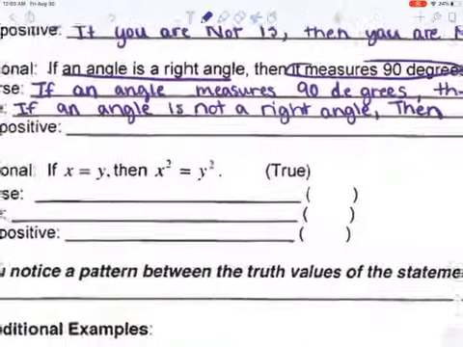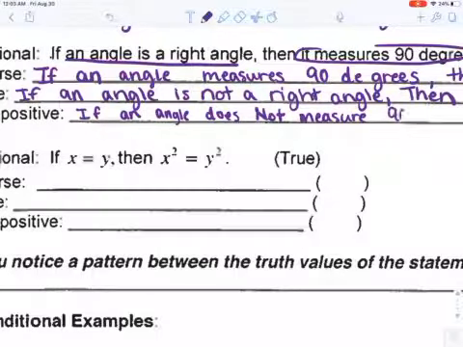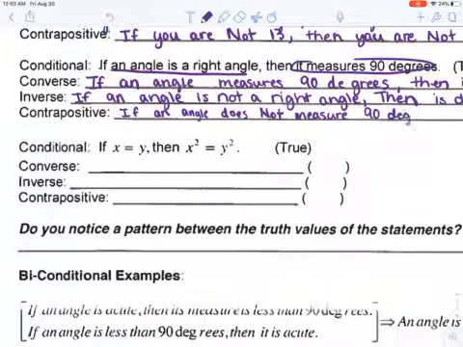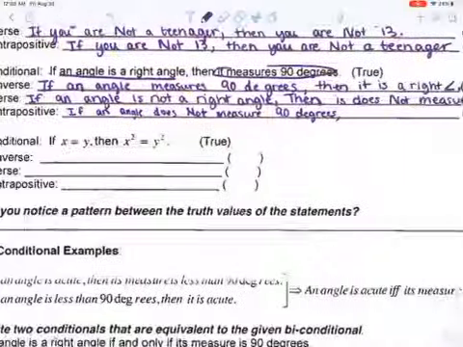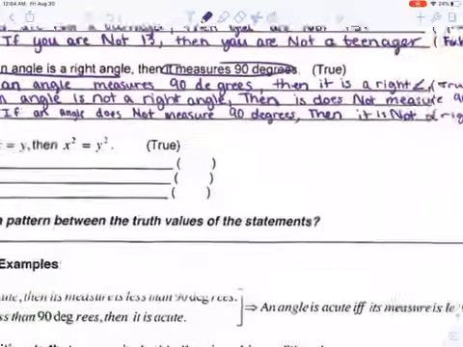Our last statement, our contrapositive, is this. If an angle does not measure 90 degrees, then it is not a right angle. And this statement is true.